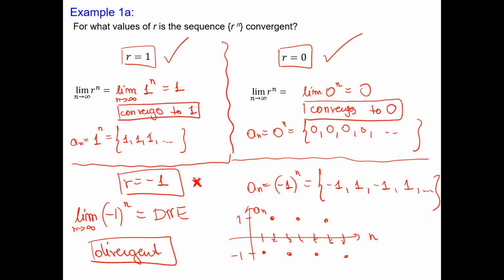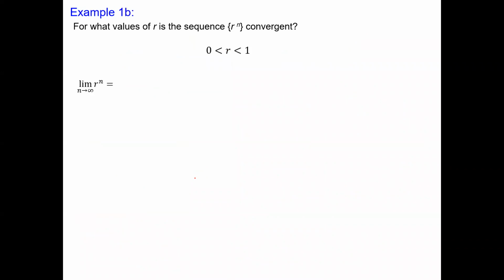Okay, that means 1 is good, 0 is good, -1 is not, because we have to figure out all of the values of R. Now let's take that small sub-interval between 0 and 1. Let's see what happens. For all of the numbers between 0 and 1, all of the values of R, the situation is the same. I can pick a number, 1/2.